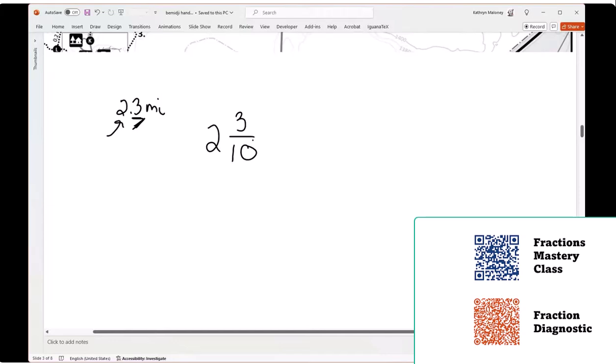When I look at this, 3 over 10, it doesn't reduce, but let me show you how to do that. So 3 is 3 times 1. Now I look at 10, I say, well, does 3 go into 10? Nope. So this is my answer, 2 3/10 of a mile. That's how far we walked. Not too bad, huh? All right.